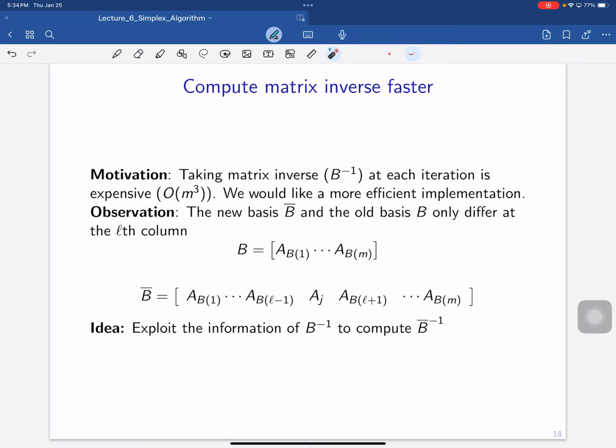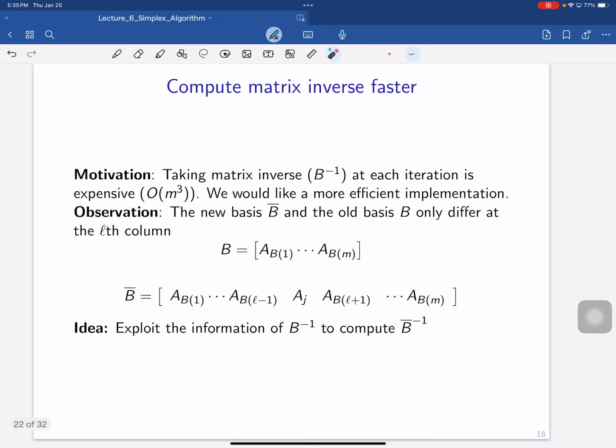That comes from a very simple observation. Originally, the basis matrix looks like this: you pick m of those basic variables. In the next iteration, let's say this is the new basis matrix. These two matrices are very similar, because you only change one column. One variable leaves the basis, another variable enters the basis, so you just replace the lth column with the jth column of the matrix. Then we can exploit the information in B inverse to calculate the inverse of B bar.